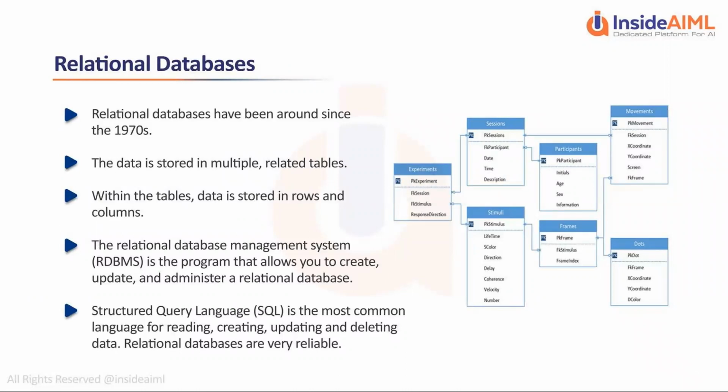Right. So as I told you, relational databases have been around for a very long time, since the 1970s. And this data is stored in multiple related tables. Within the tables, data is stored in rows and columns. A relational database management system is the program that allows us to create, update, and administer a relational database. And SQL is the most common language used for reading, creating, updating, and deleting these records in the databases.